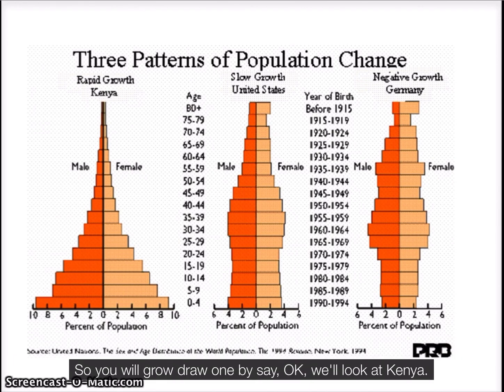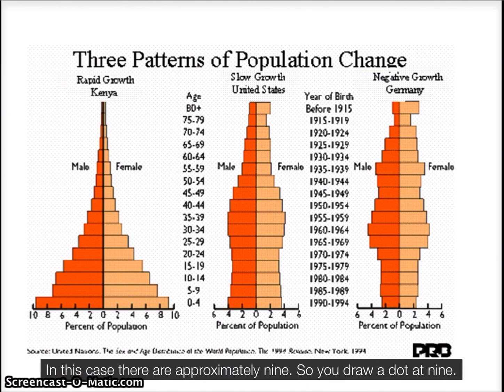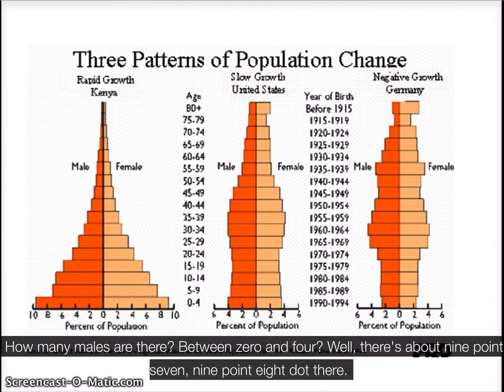So you would draw one by saying, okay, if we look at Kenya, how many females are there between the ages of 0 and 4? In this case, there are approximately 9. So you draw a dot at 9. How many males are there between 0 and 4? Well, there's about 9.7, 9.8.